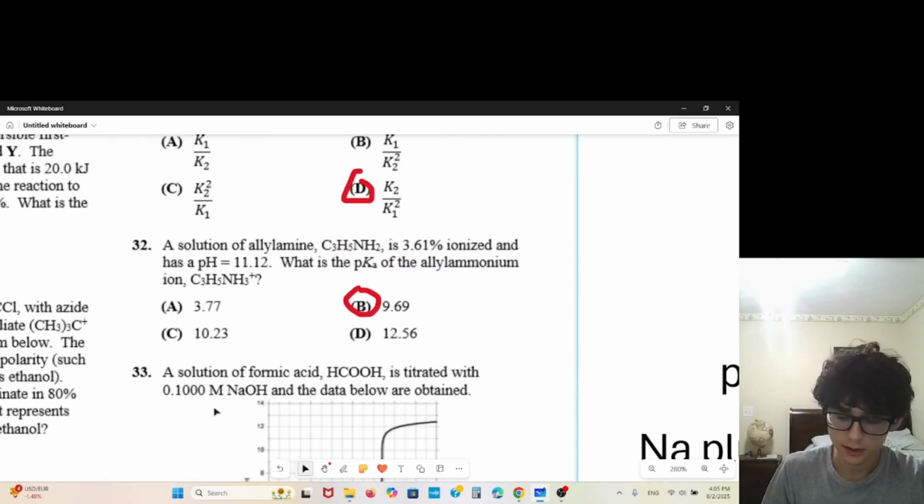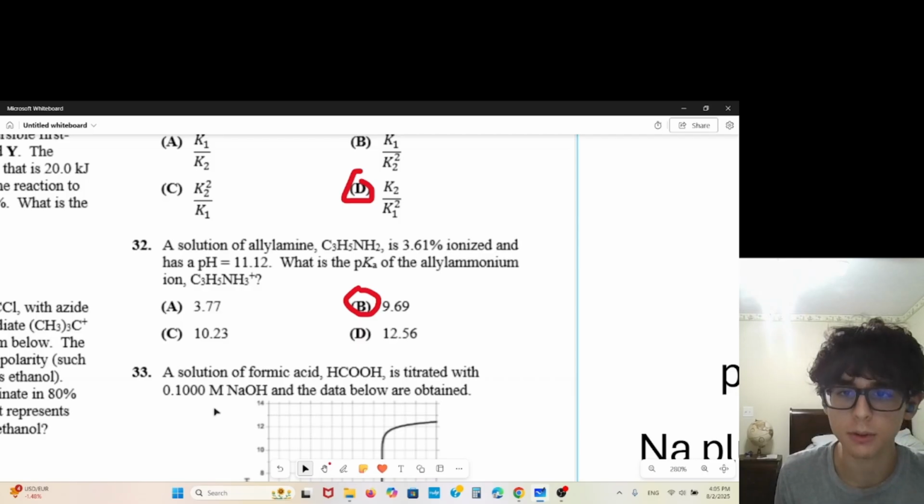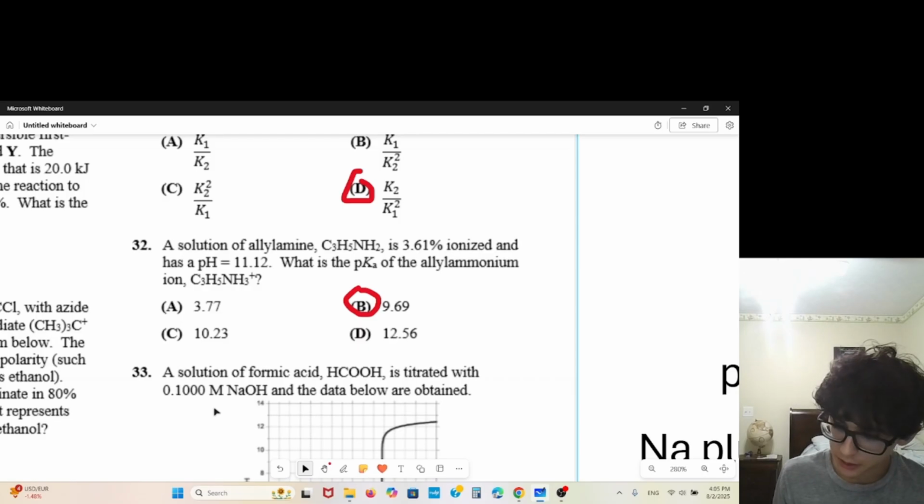Okay. Solution of allylamine is 3.61% ionized and has a pH of 11.12. Okay, what you're going to do is this. Follow what I say. Basically, you're going to write allylamine, the formula, plus H2O gives allylammonium, the cation, plus hydroxide, and allylammonium gives allylamine plus H plus. So we have two equations. First is base, second is acid.